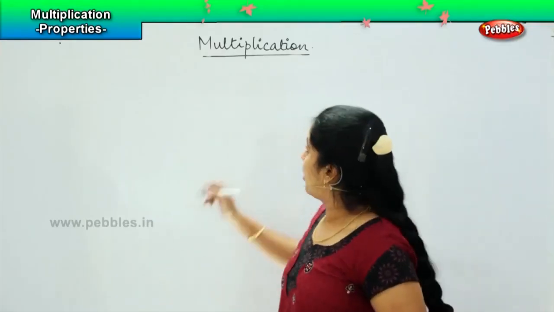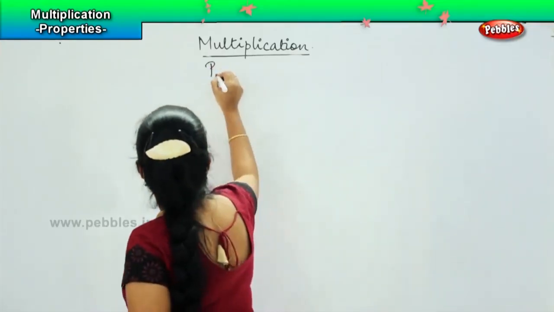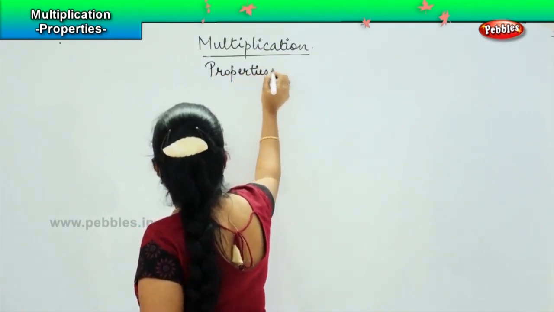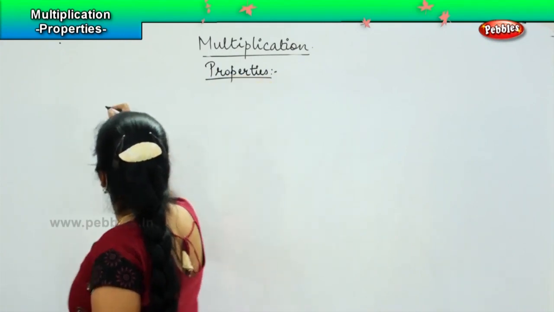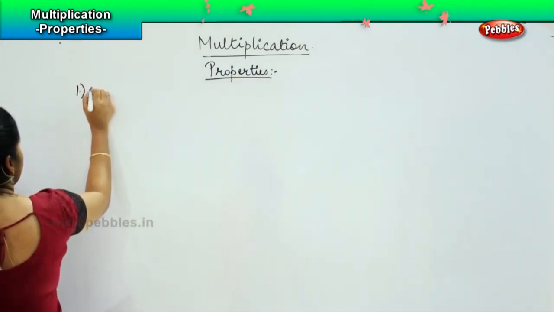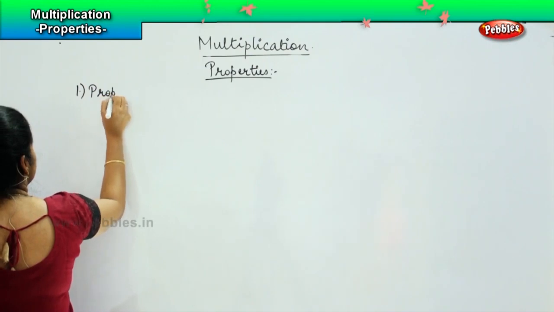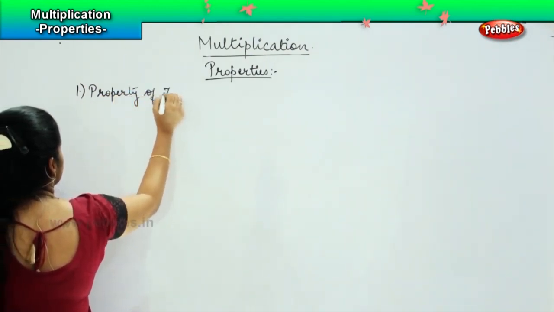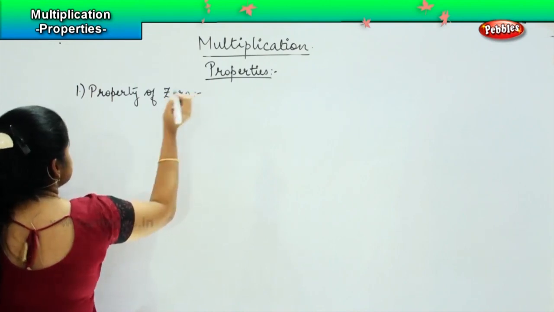Now let's see what are the various properties of multiplication. Okay, the first property is the property of 0. Let's see what this property says.